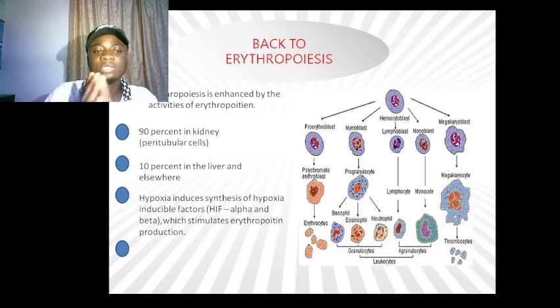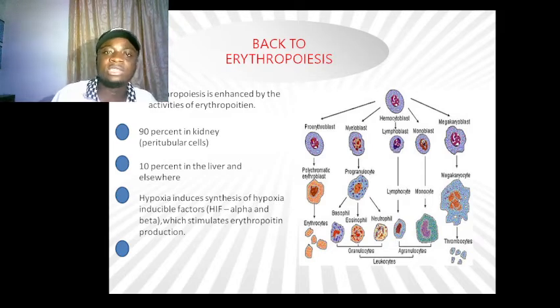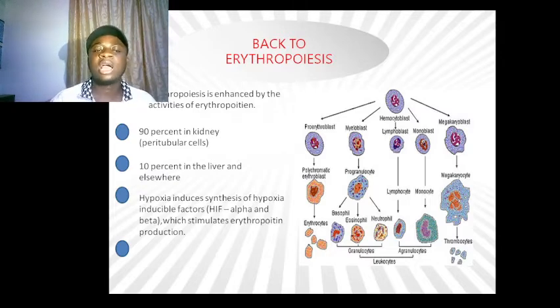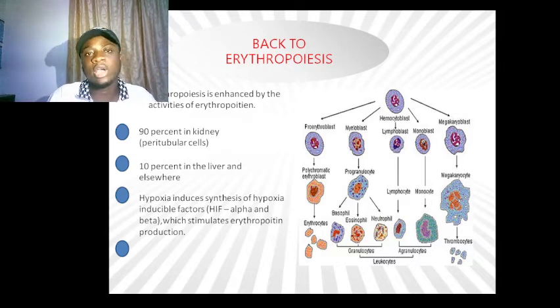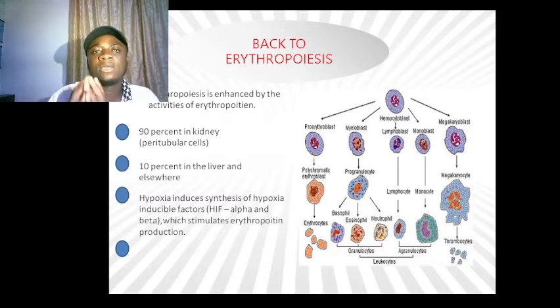Now when this HIF comes into circulation, it stimulates the production of what? Erythropoietin, a hormone that facilitates RBC production. Remember, erythropoietin is found in the kidney. Now, after HIF has performed its function, it shouldn't remain in circulation, or else there will be excess production of erythropoietin, which will cause erythrocytosis, abnormal production of RBC.